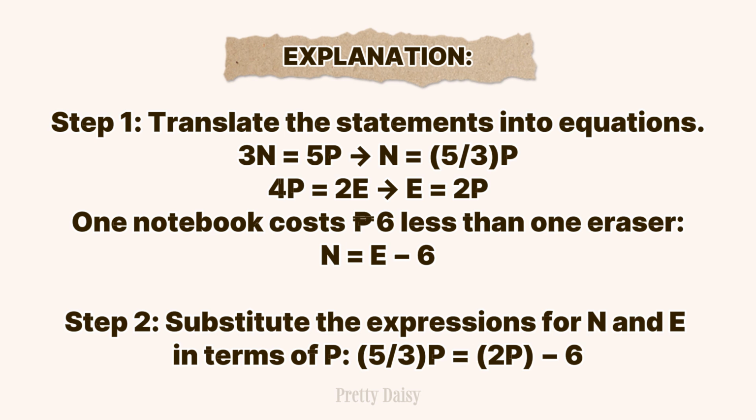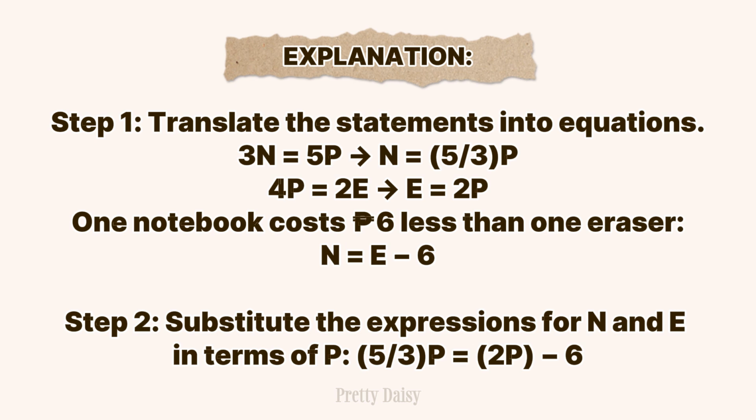Step 1. Translate the statements into equations. 3 notebooks cost the same as 5 pens, so 3n equals 5p, or n equals 5/3 p. 4 pens cost the same as 2 erasers, so 4p equals 2e, or e equals 2p. 1 notebook costs 6 pesos less than 1 eraser, so n equals e minus 6.